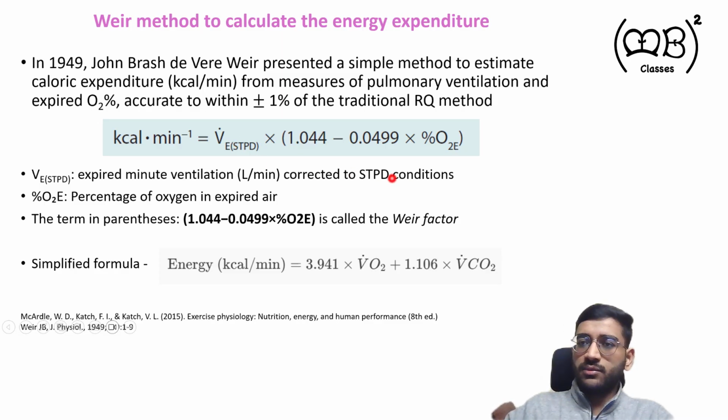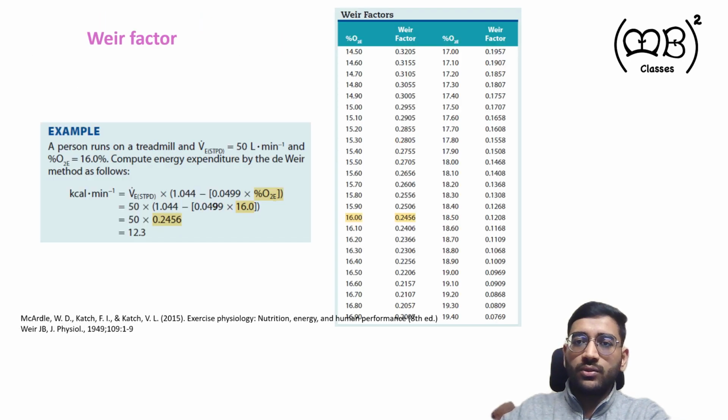We'll discuss what STPD and ATPS conditions are later. STPD is standard temperature and pressure, dry, multiplied by 1.044 minus 0.0499 times the percentage of oxygen in the expired air. So you need only two things: the total volume of expired air, and the percentage of oxygen. The whole thing written in the brackets is called the Weir factor. This Weir factor you can calculate using this equation, or more simply you can find it from the Weir factor table.